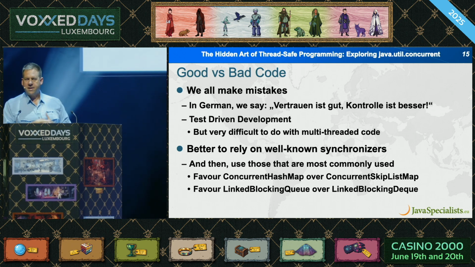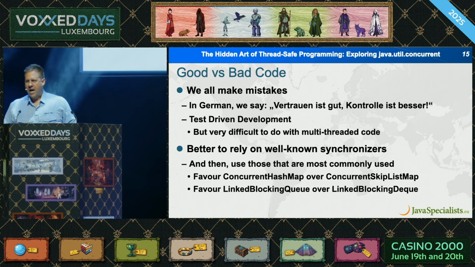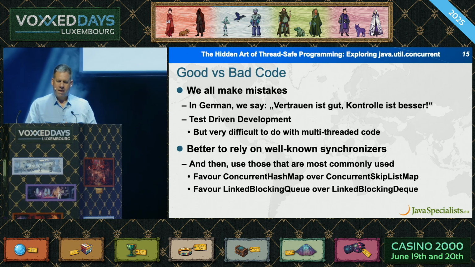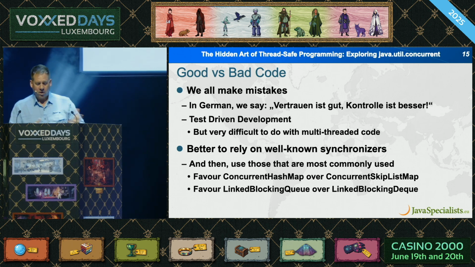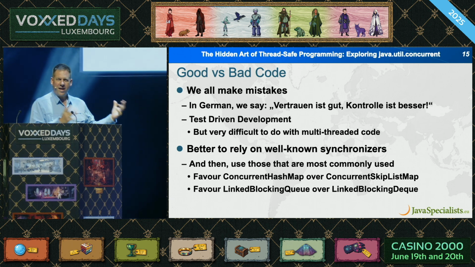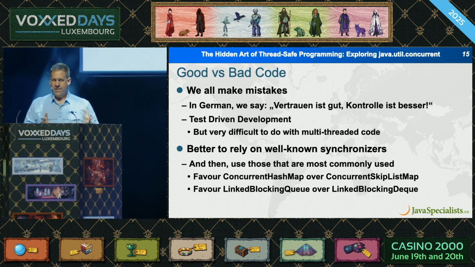So because of that, I recommend that you use well-known synchronizers that others have used as well, that are in wide use. For example, if I need a concurrent map, I would prefer to use ConcurrentHashMap rather than ConcurrentSkipListMap, because ConcurrentHashMap is used more. And I would prefer LinkedBlockingQueue over LinkedBlockingDeque, again, because LinkedBlockingQueue is far more used than LinkedBlockingDeque.